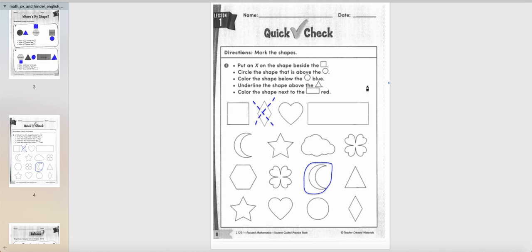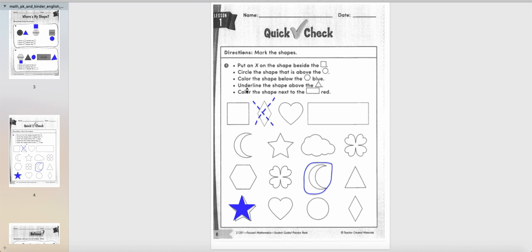Okay. Next, color the shape below the hexagon blue. Good job. This one doesn't let me color, so I'm going to go ahead and just draw a line. Okay, so our hexagon is here. Below it is under. So here's our star. Okay, there. Let me color it.